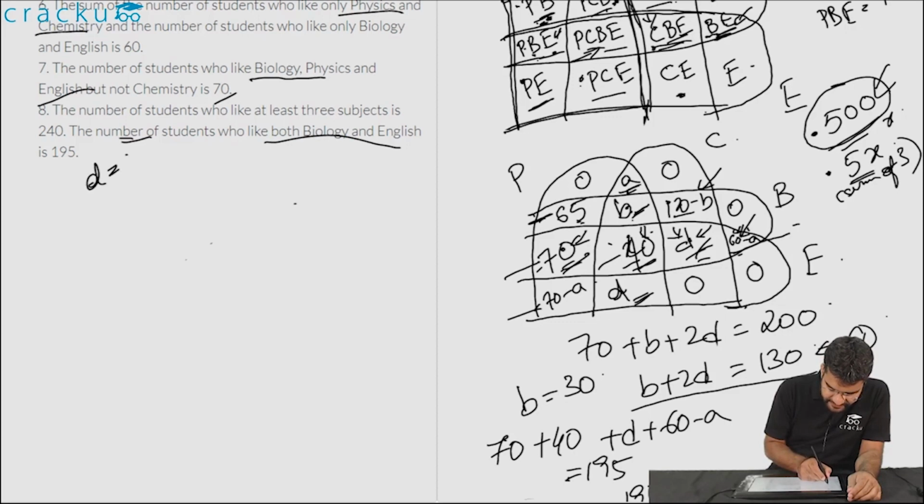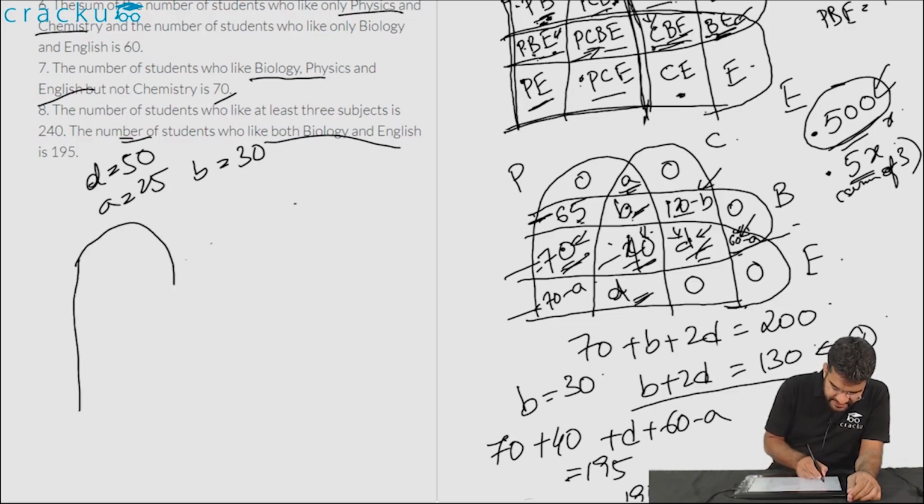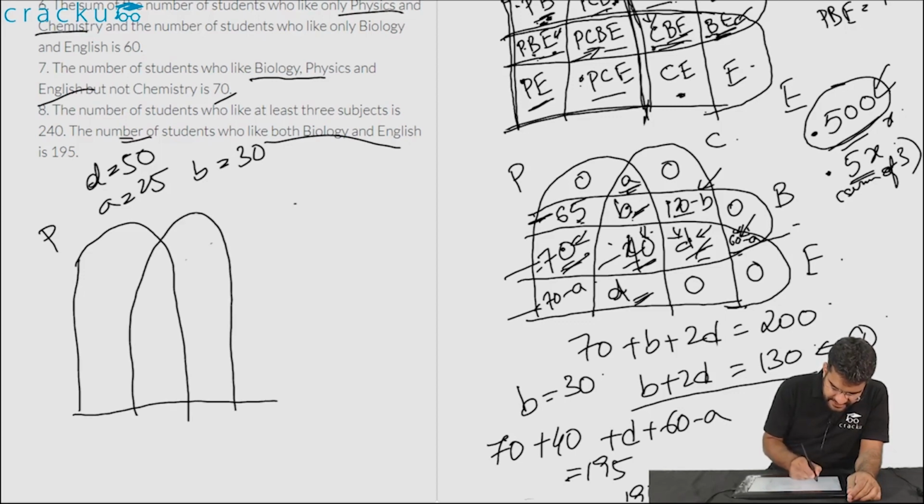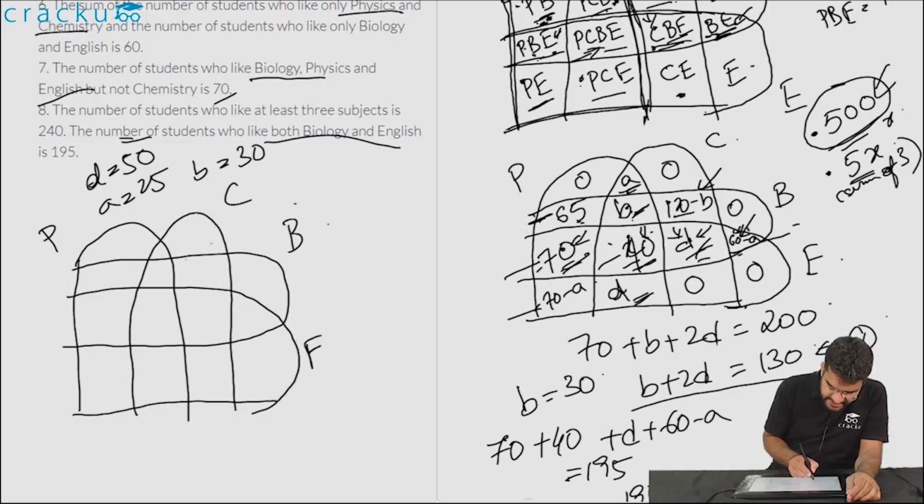D is equal to 50, A is equal to 25 and B is equal to 30. This is what we have calculated. Now let us draw the sets again. This is the set containing physics. This is the set containing chemistry. This is the set containing biology, and this is the set containing English.